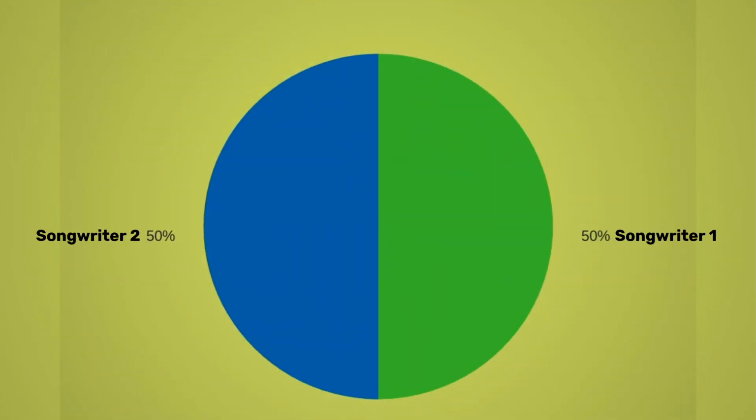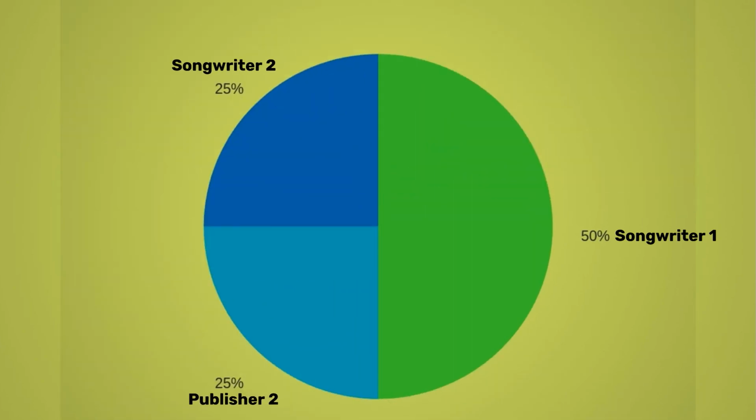We will take the whole song as 100%. Let's say songwriter 1 and songwriter 2 wrote a song together, and they get 50% each in the songwriter's share. But songwriter 2 has a publishing deal where he gives 50% of his share to his publisher. So, the songwriter's share percentages would be songwriter 1, 50%, songwriter 2, 25%, the publisher of songwriter 2, 25%.